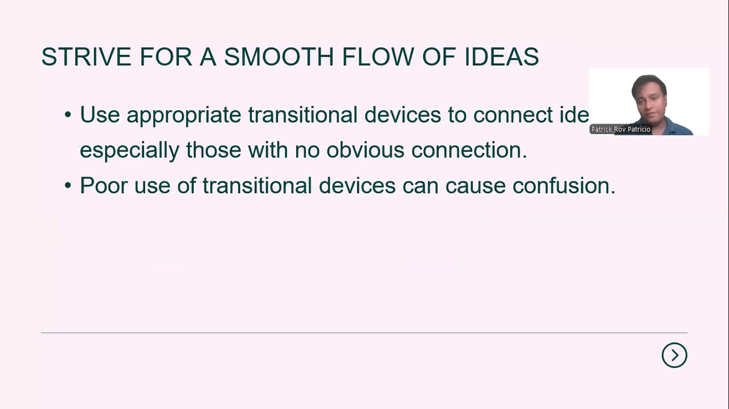Next is to strive for a smooth flow of ideas. So here we've learned that the use of appropriate transitional devices to connect ideas is important, especially for those paragraphs with no obvious connection. The poor use of transitional devices can cause confusion for the readers. Again, there is a list of transitional devices that we could use in order to transition from one paragraph to another, especially for those paragraphs with no obvious connection.